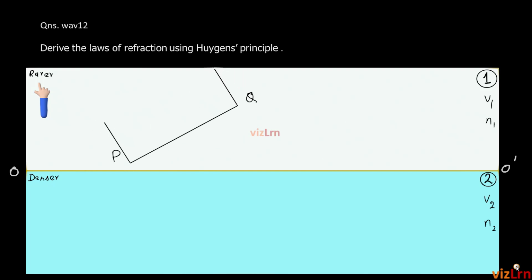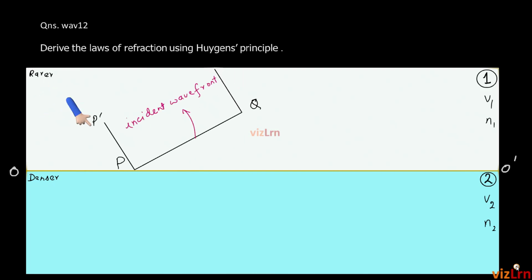Now let a plane wavefront PQ traveling in the direction P dash P in the medium 1 be incident at the interface, and the wavefront makes an angle i with the interface, and accordingly by geometry the angle P dash PN here is also i.